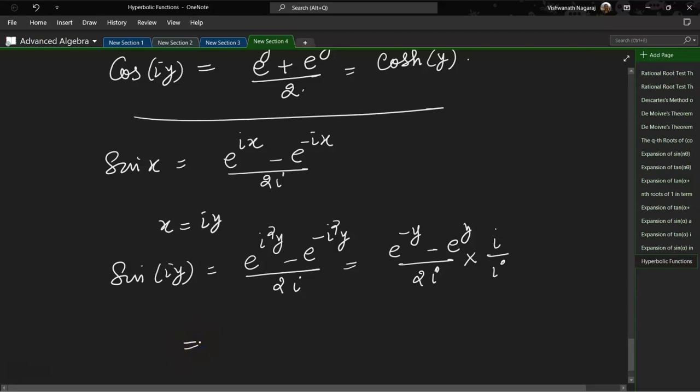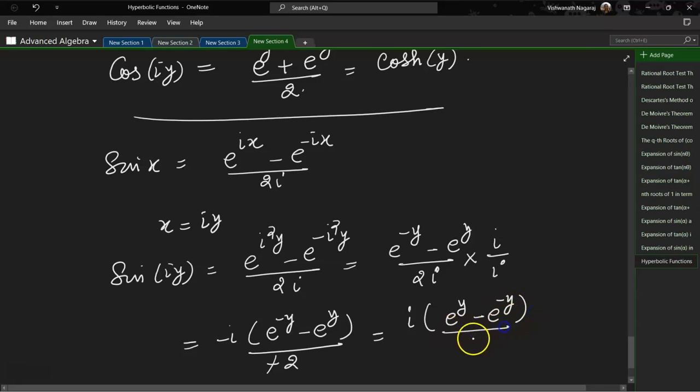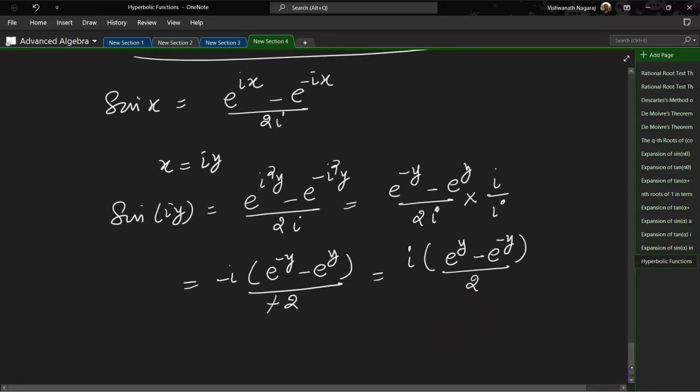So that would be equal to i times e to the power of minus y minus e to the power of y by i square is minus 1, so minus 2, and this minus can be taken inside. So i times e to the power of y minus e to the power of minus y by 2, which is nothing but i sine hyperbolic y. So sine iy, this i comes out in case of hyperbolic sine.